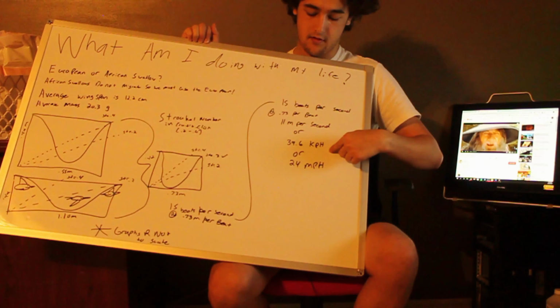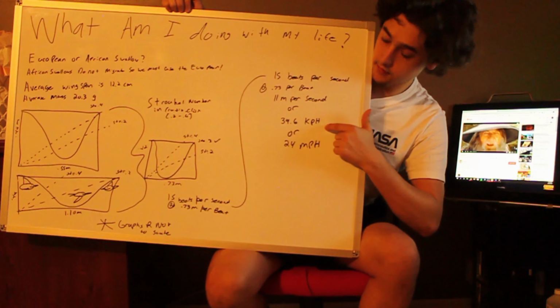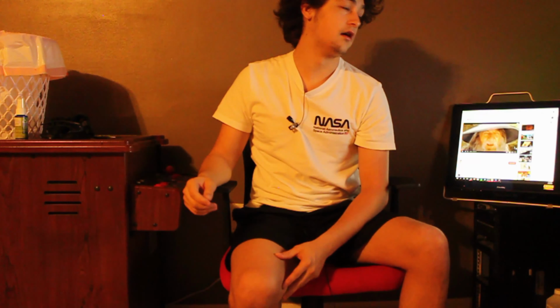And that converts us to 39.6 kilometers per hour for all you Europeans out there. And then for Americans, we got our 24 miles per hour. All right? Basically, this swallow's going faster than your grandma on a highway. Okay? Thank you guys for watching. Don't give me any more crappy questions, please. That took me way longer than it should have. It's 3 a.m. I want to go to bed. Okay? See you guys later.